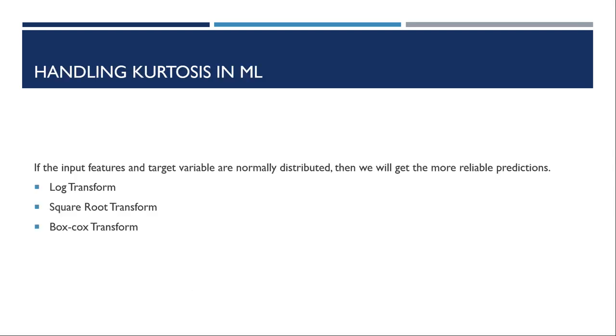Then how to handle the kurtosis in machine learning? As we said in the previous video, for skewness, we used log transform, square root transform, and Box-Cox transform. Similar to that, kurtosis can also be handled using these three transforms.